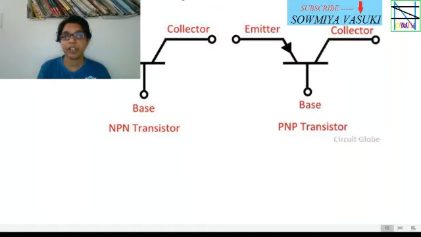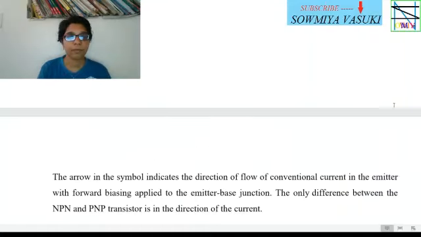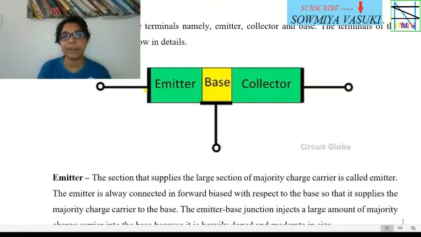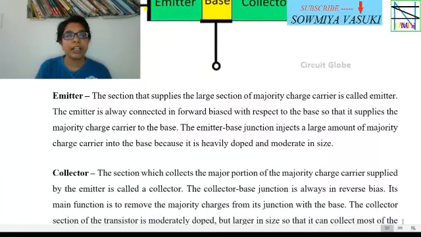Next, we look at the transistor terminals. Transistor terminals are emitter, base and collector. So let's see the definitions of emitter, base and collector. The first one is the emitter. The emitter is in forward bias and it has a low resistance. It is connected in the forward bias direction, and the collector is in the reverse bias direction. It has a higher resistance.